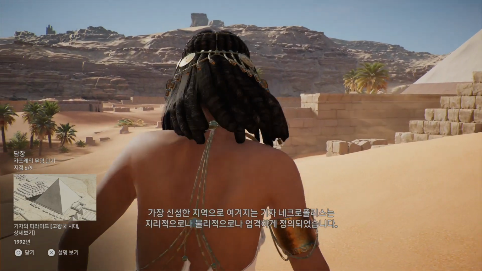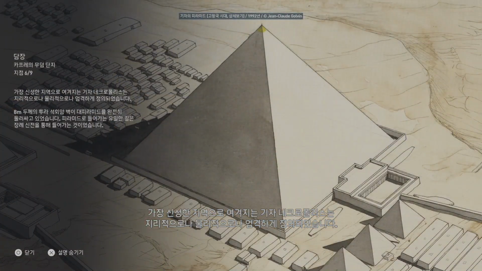Considered a most sacred area, the Giza Necropolis was strictly defined, both geographically and physically. An 8-meter-thick Tura limestone wall completely surrounded the Great Pyramid. The only way inside would have been through the Mortuary Temple.